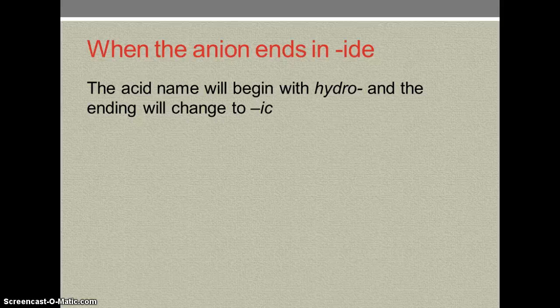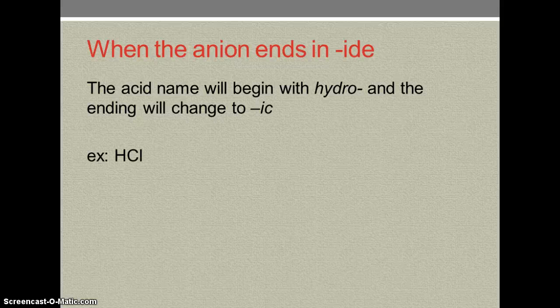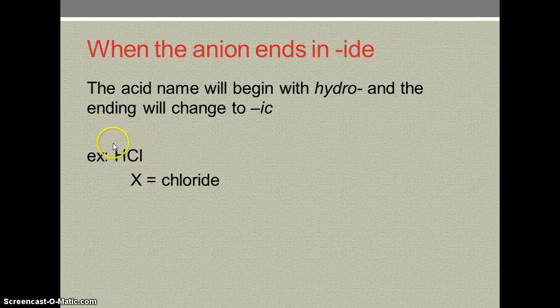So if your anion ends in "ide," like nitride or phosphide, all of your monatomic anions, the acid's going to begin with hydro, and you're going to change the ending to "ic." So you're going to add the prefix hydro to your anion name, change the end of the anion name from "ide" to "ic." So for example, HCl, our anion here is chloride. So this is our X piece, chloride. So we're going to add the prefix hydro and then change the ending from "ide" to "ic," so that we get hydrochloric acid.